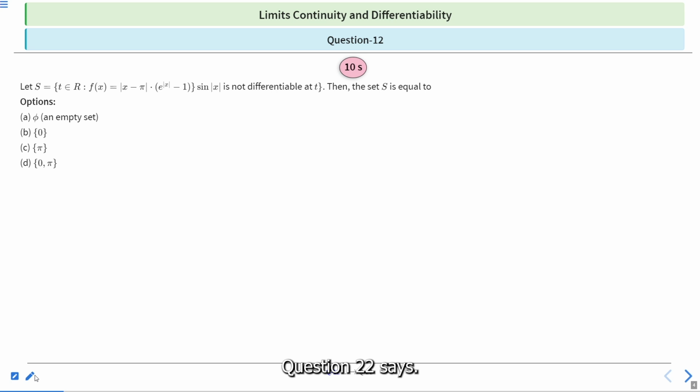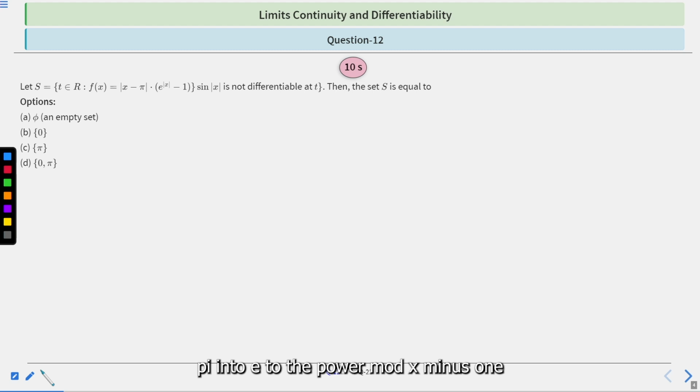Question 12 says, let S be the set of t belonging to R such that f(x) is equal to |x − π| e^(|x|−1) sin|x| is not differentiable at x equal to t. Then set S is equal to.